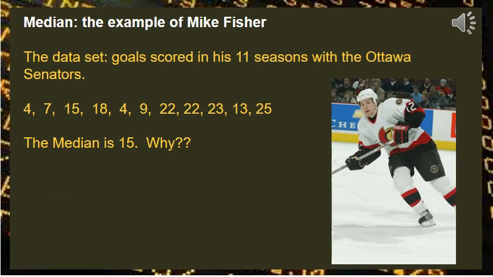Here's an example. I have a small data set of 11 observations. That's a distribution of numbers. These 11 numbers show the number of goals player Mike Fisher scored during his 11 seasons with the Ottawa Senators. So each number represents the number of goals in a different season. Here in this data set, it's raw data, organized in chronological order. And the median here in this data set is 15. We're going to see why.